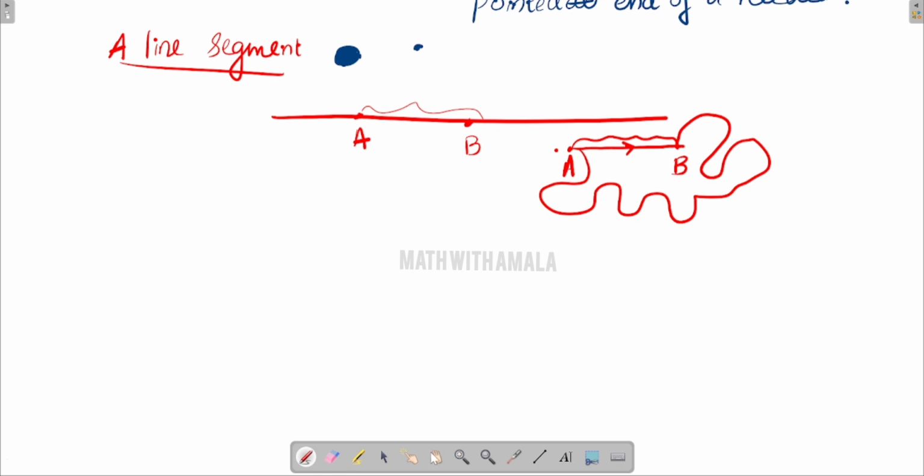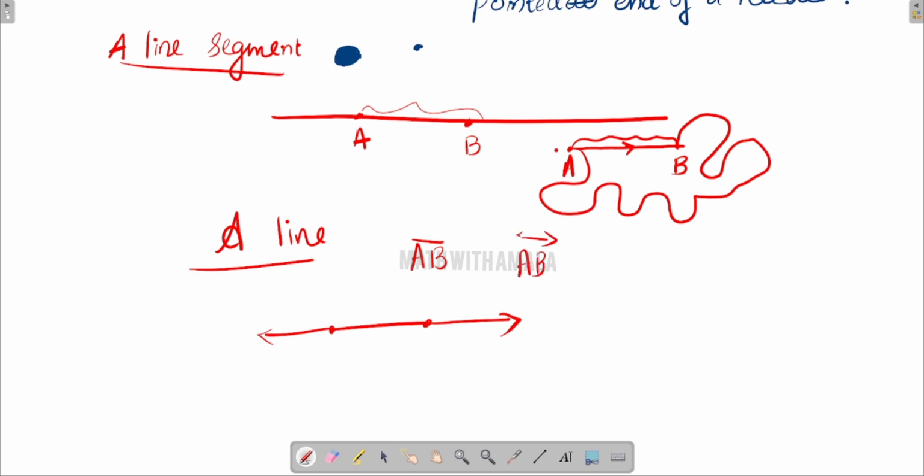Now, what do you mean by a line? A line means you will have a line segment, and if you extend both ends of the segment, you get a line. So how will you denote the line segment? A line segment can be denoted by AB with a bar. And how will you denote the line? Of course, a line can be denoted with AB with an arrowed line on the upper portion.